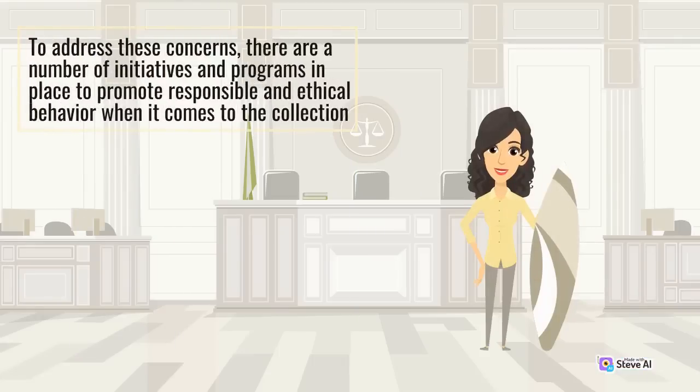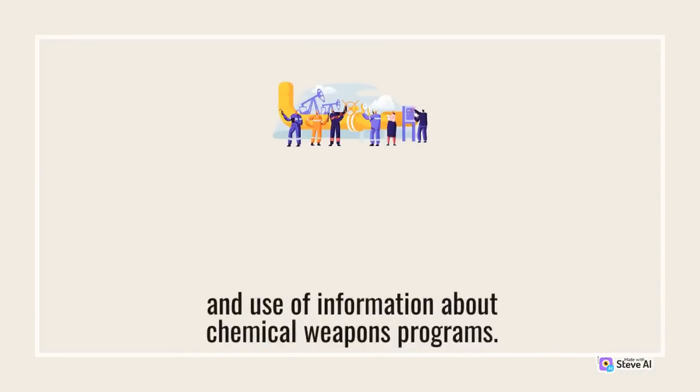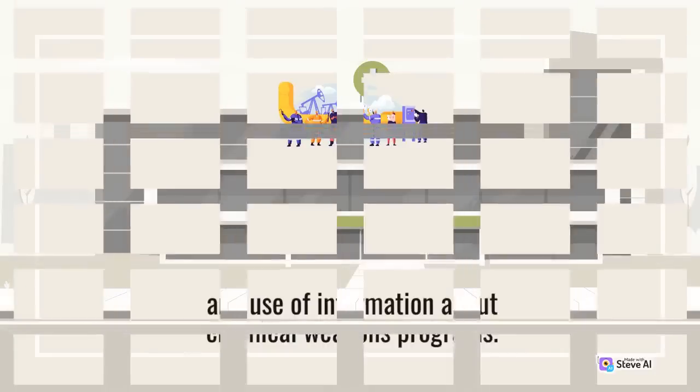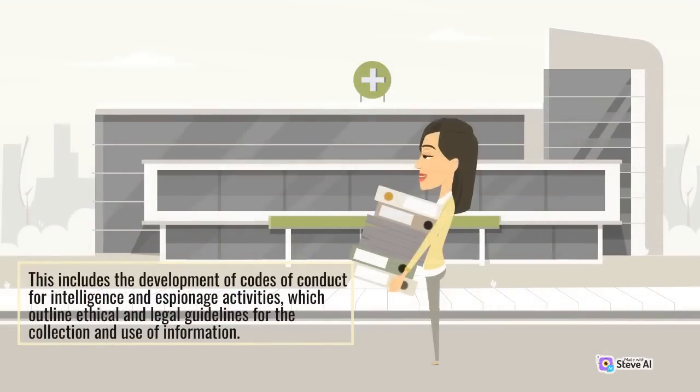To address these concerns, there are a number of initiatives and programs in place to promote responsible and ethical behavior when it comes to the collection and use of information about chemical weapons programs. This includes the development of codes of conduct for intelligence and espionage activities, which outline ethical and legal guidelines for the collection and use of information.